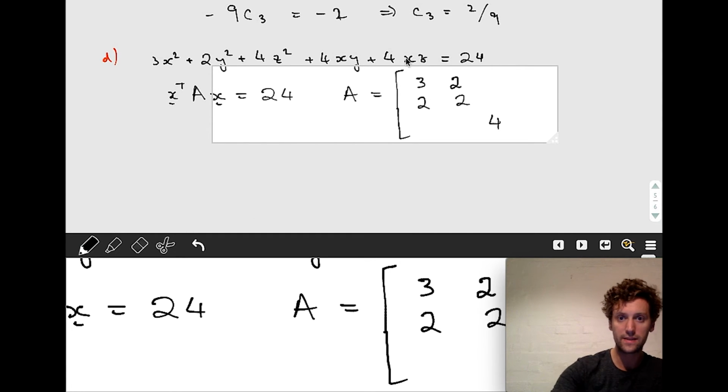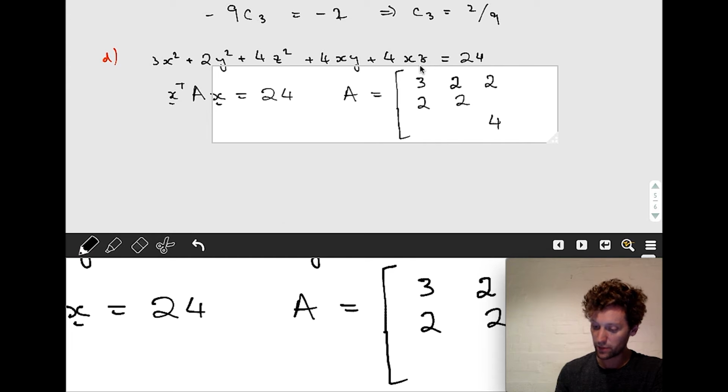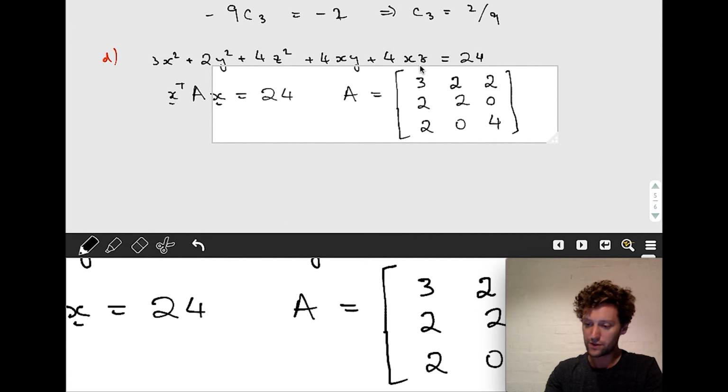I've got 4xz, so I'm going to again split that up into 2xz and 2xz. So I have two coefficients, 2 and 2. And I put those into the xz and zx components of my matrix. And finally, there's no term yz, so there's not going to be a component in yz. And so you notice here that this matrix is in fact exactly the same matrix as we started off with. It was A. So I don't need to solve the eigenvalues and eigenvectors. I already did that in part A.